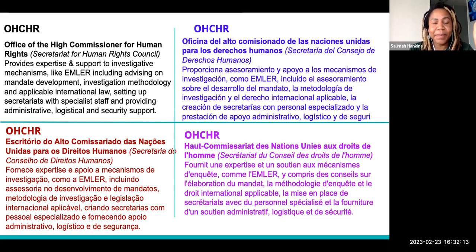As I said before, this office also does an annual report on the same topic as EMLER. This is good to know because you get two opportunities to submit your information. What's important about submitting to both is that EMLER might highlight certain things in your report, and then OHCHR might highlight other things. So it's important to get your information out as much as possible. They're a very important office.